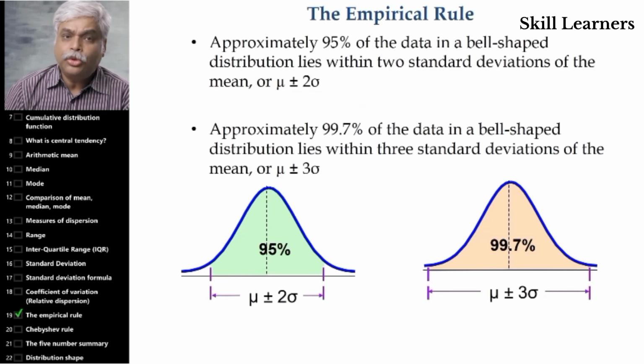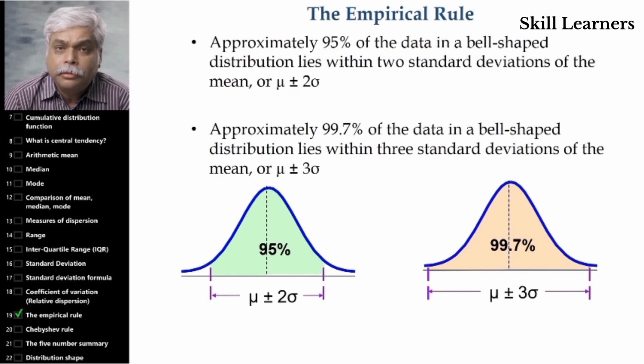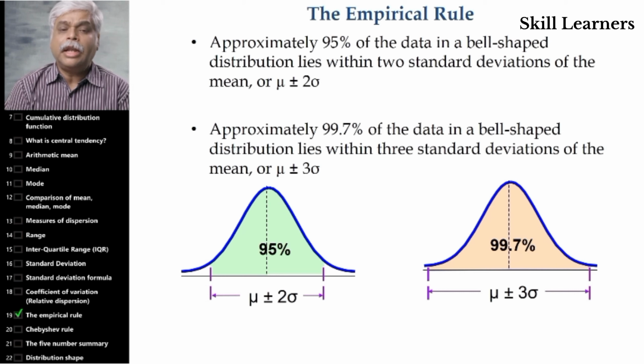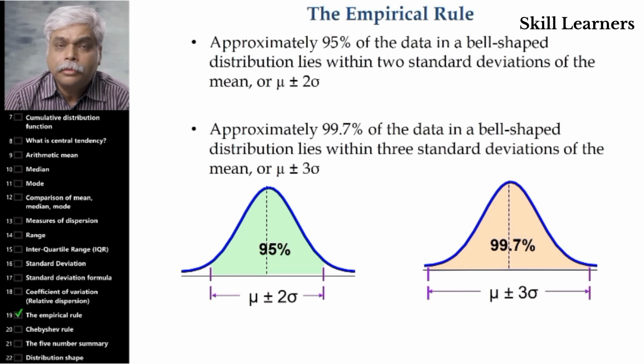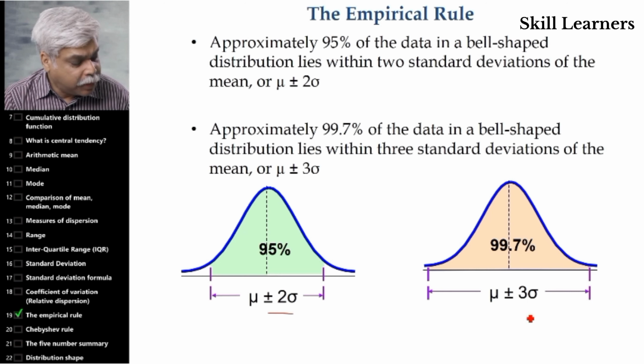Well, this idea extends to other ranges as well. For example, you might say, let me think in terms of 95% coverage of the data. 95% of the data is contained within plus minus 2 standard deviations. The more usual notion of coverage, shall we say. 99.7% is covered by 3 standard deviations.